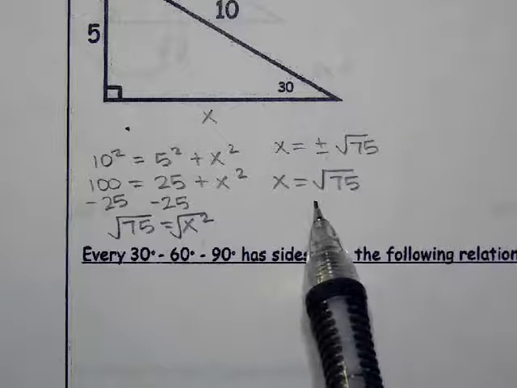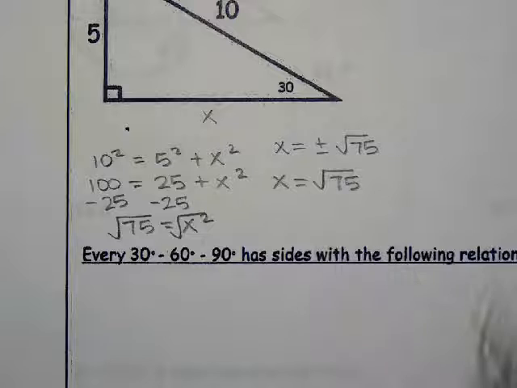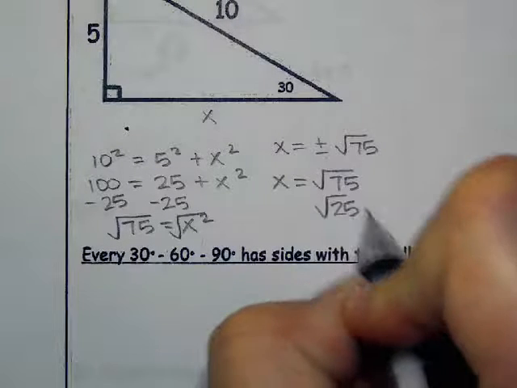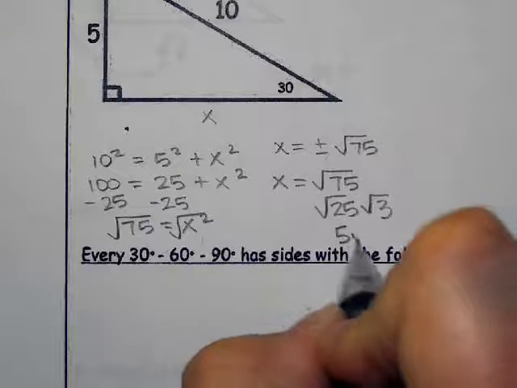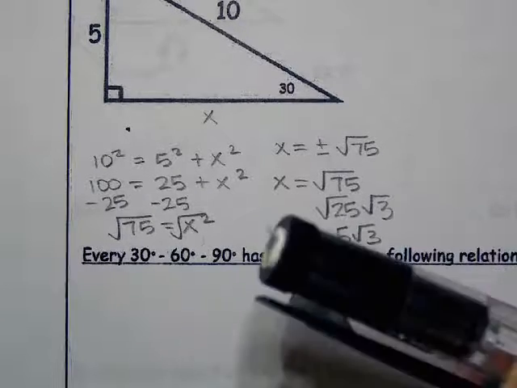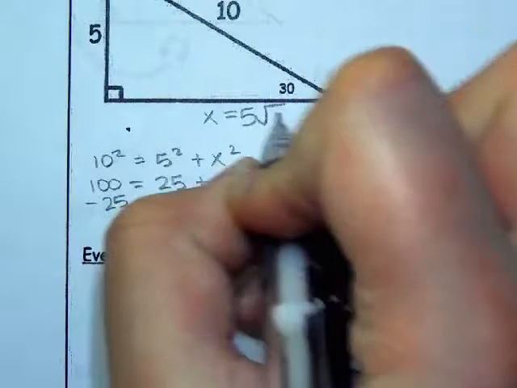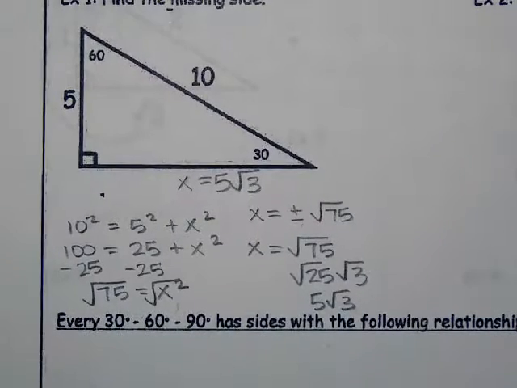All right, so if we were to reduce this radical, what's the perfect square that's in 75? 25. So we've got root 25 times root 3. So that's 5 root 3. So this missing side is 5 root 3. So the sides are 5 root 3, and 10. Okay, let's do the same thing for the other triangle.